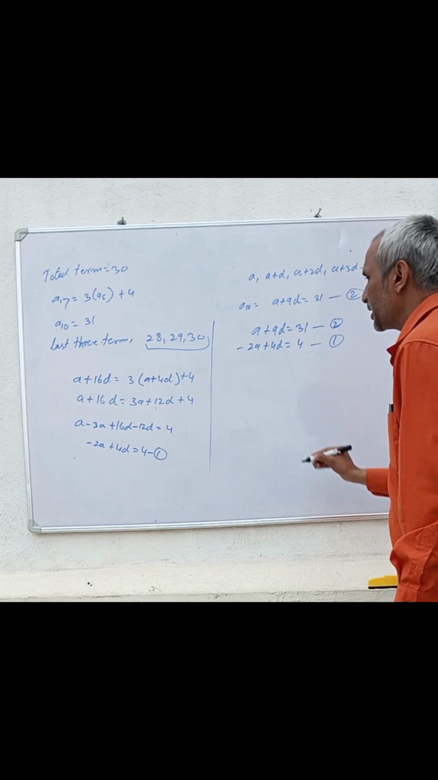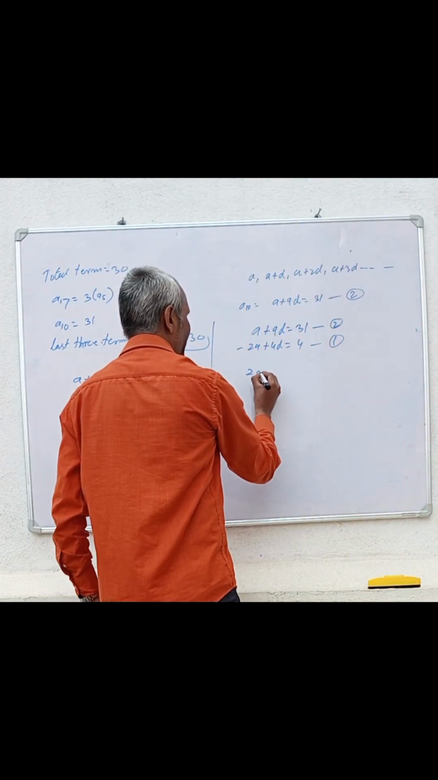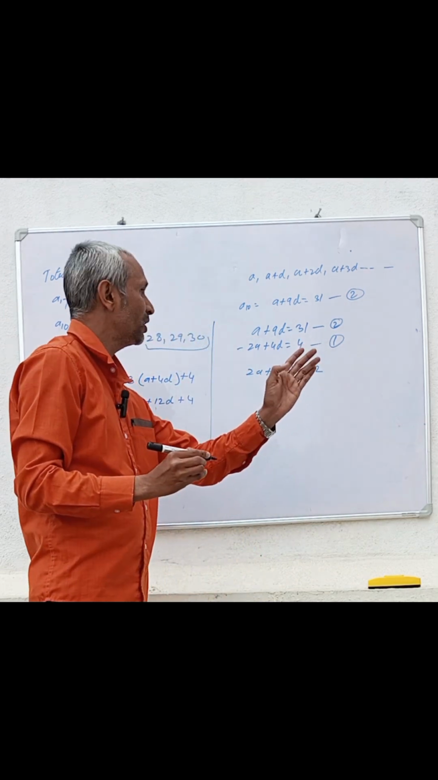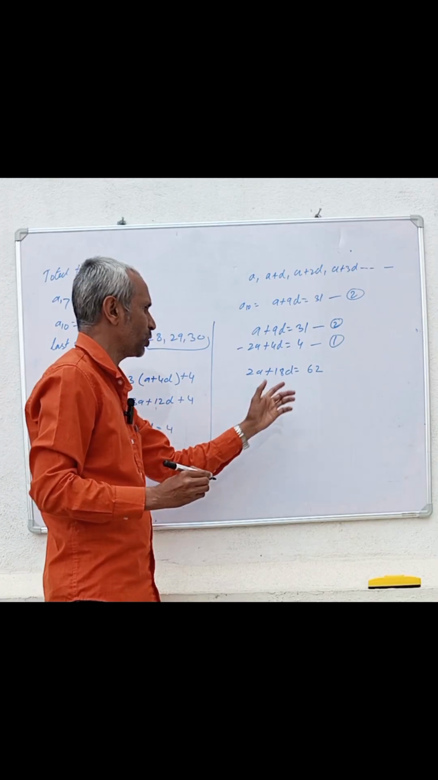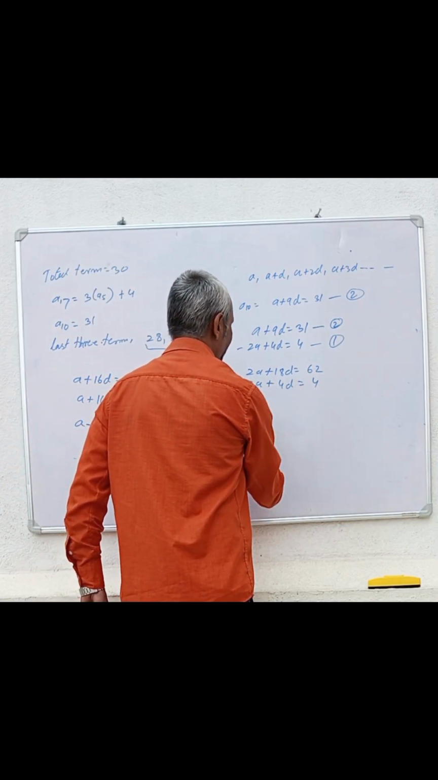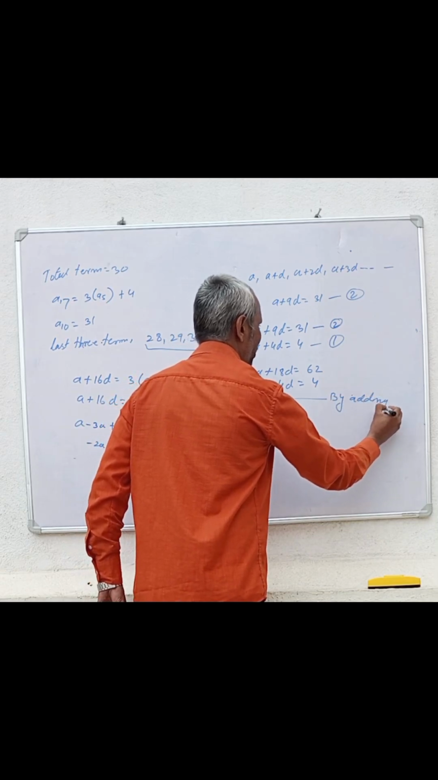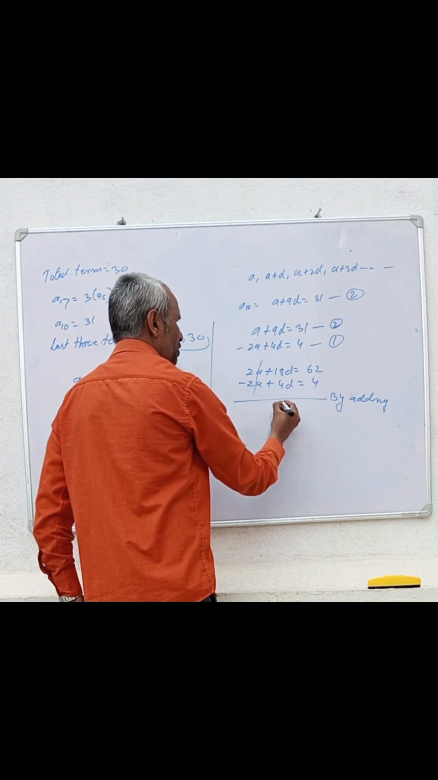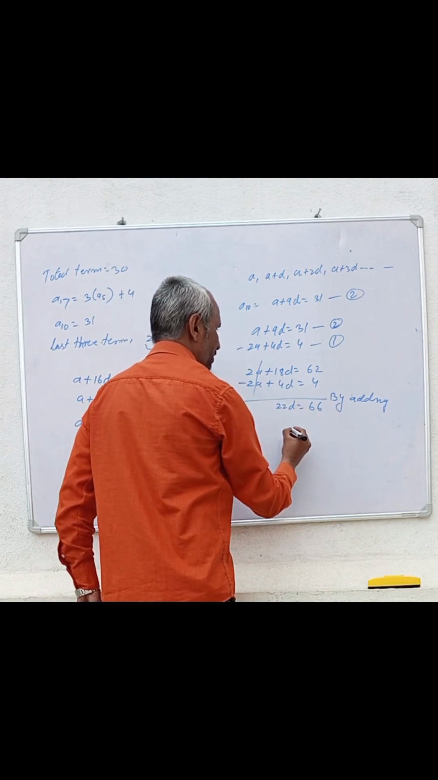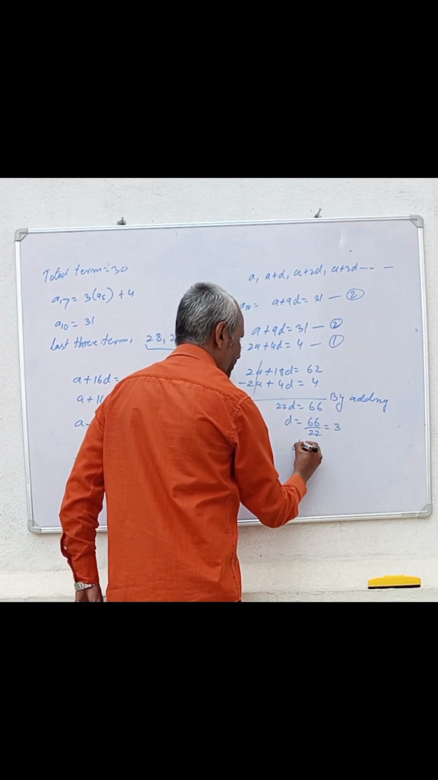Now we have to multiply to make the coefficients equal first. So this is multiplied by 2. So 2A plus 18D is equal to 62. The total term has to be multiplied, not only this one. And this is written as minus 2A plus 4D is equal to 4. Now we add them, you know already. So A cancels, and this will become 22D is equal to 66. D is equal to 66 by 22, which is 3. D we got is 3.